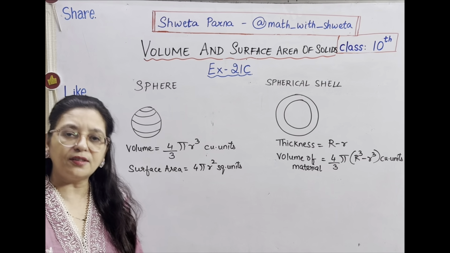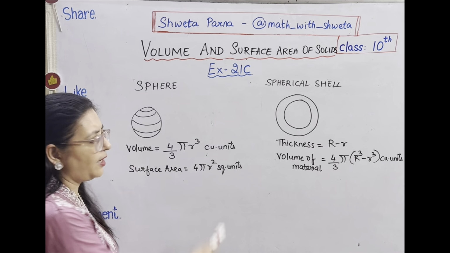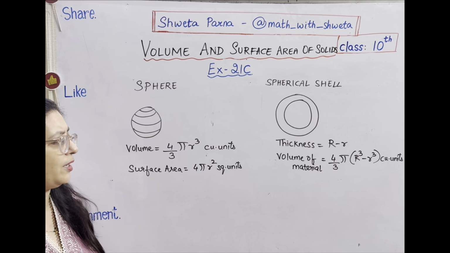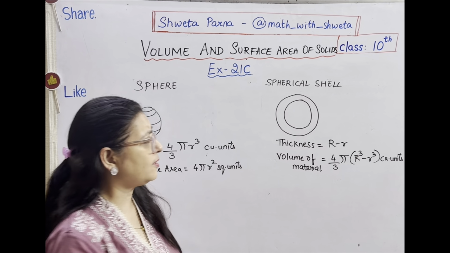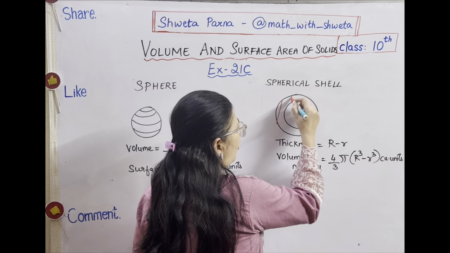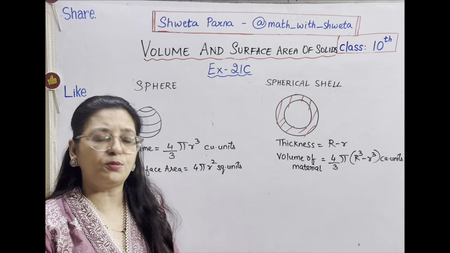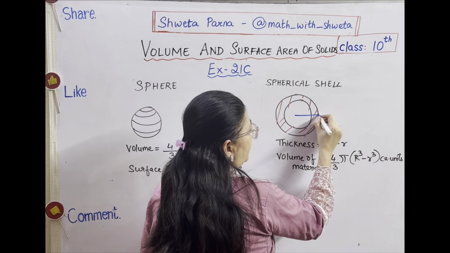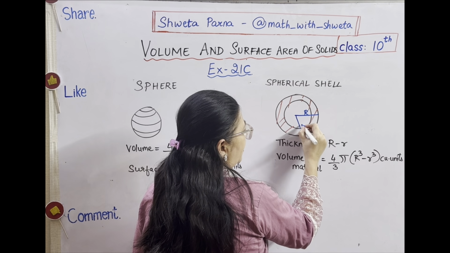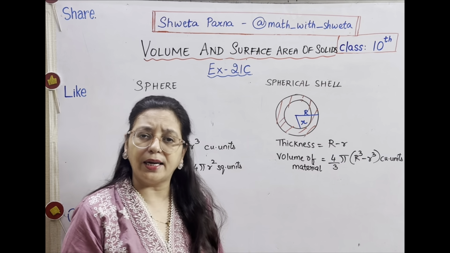Surface area, children, surface area and total surface area is the same. So surface area is 4 pi r square units. Then comes the spherical shell. A spherical shell is the solid which is enclosed between two concentric spheres. So what is the bigger radius? It is capital R, and the smaller radius is small r. So the thickness would be capital R minus small r.